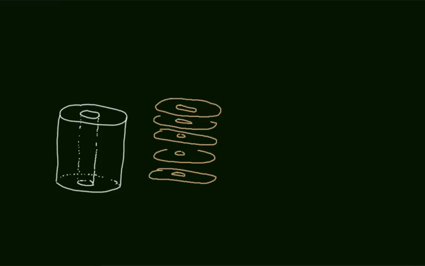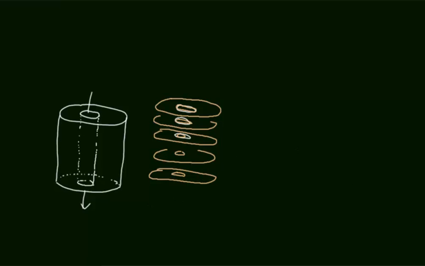Number one, we could take a bunch of washers and stack them together. Now each one of these washers has the same size hole cut out of it, so that when we stack them, it creates this hollow tube in the middle, like you see here.